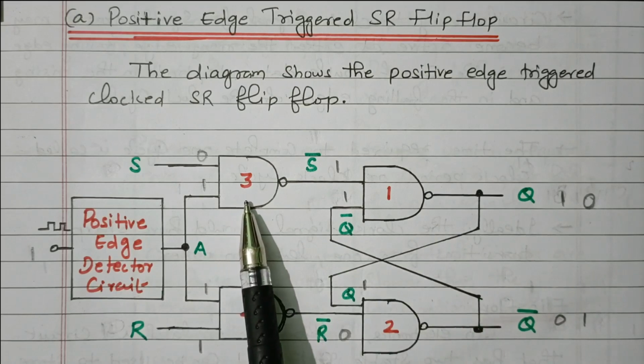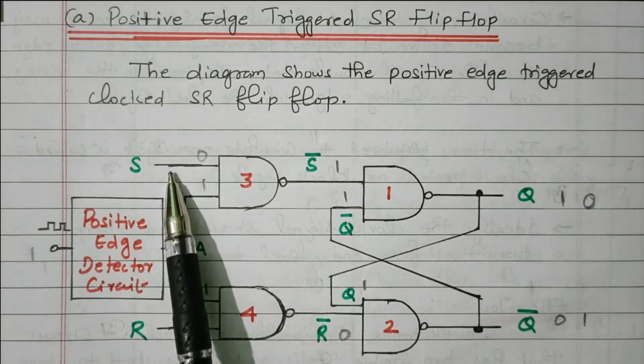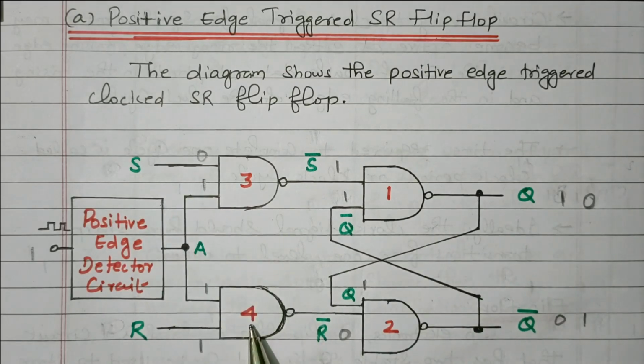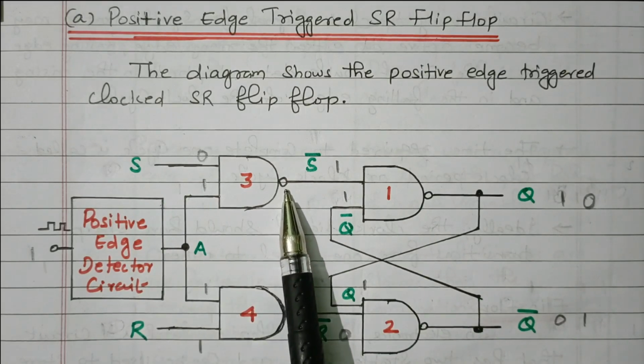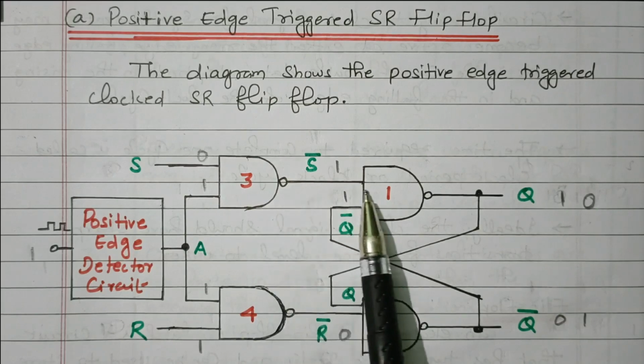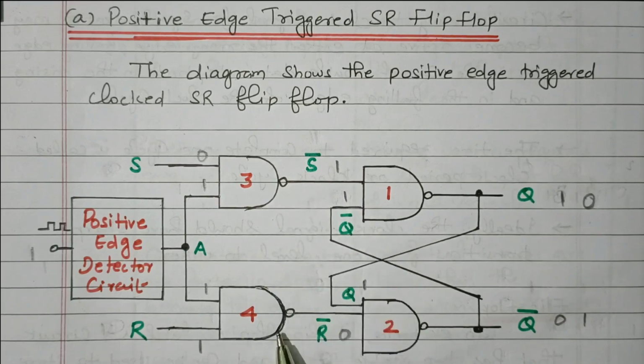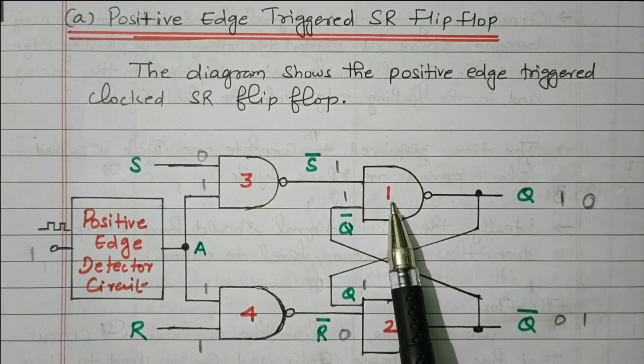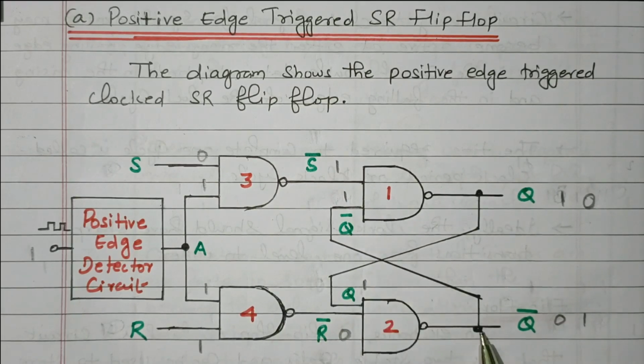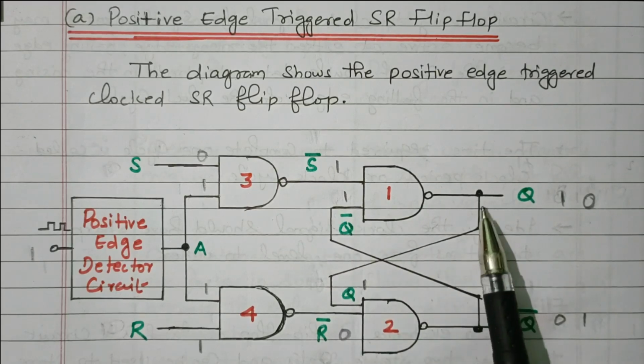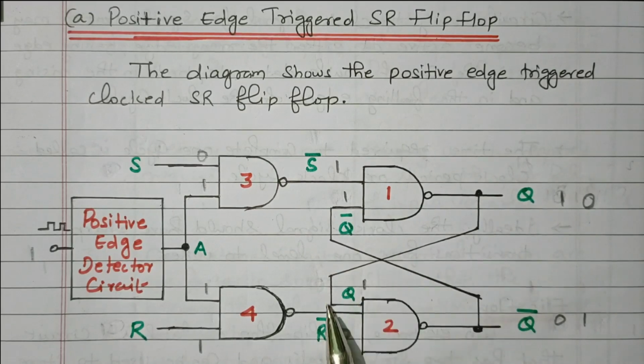So in NAND gate 3, the inputs are S and the clock pulse. NAND gate 4, R input and the clock pulse. The output of NAND gate 3 is connected to NAND gate 1, and NAND gate 4 is connected to NAND gate 2. NAND gate 1 gets the complement of the output, Q bar. In the second NAND gate, the output Q is connected.